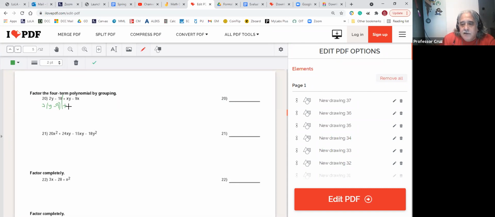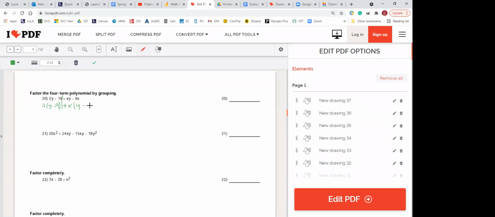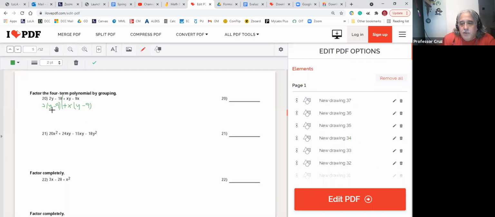And then you're looking for the greatest common factor over here. It looks like it's x. And it's y minus 9. All right. So here's our repeater. You only have to write that once. And then it's 2 plus x. You could write it as x plus 2 if you wanted to, either one, since it's a positive.